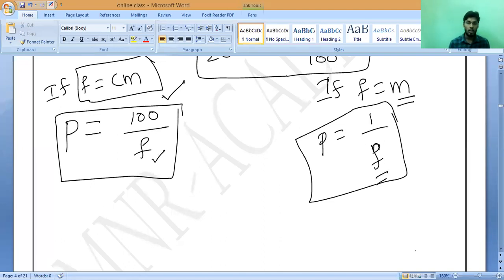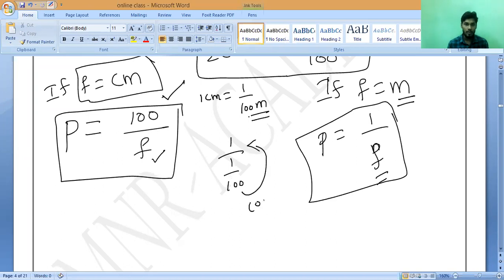You may observe here, when focal length is given in centimeters, what will happen? 1 centimeter equals 1 by 100 meters. Is it yes or no? So now, 1 by 100 will go up as 100 by 1. Is it yes or no? That is the reason.